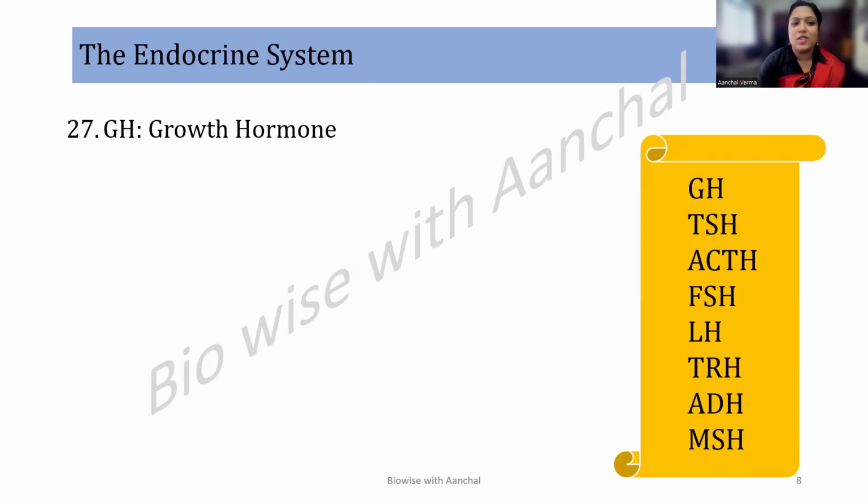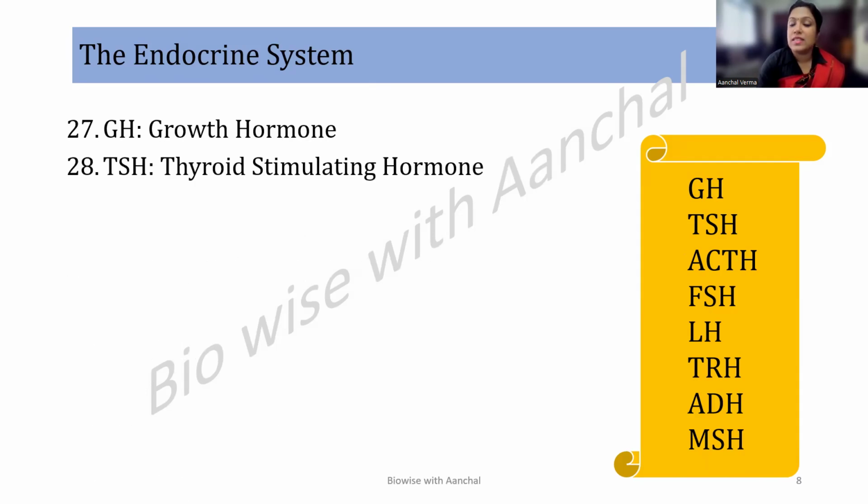So it is growth hormone, TSH is thyroid stimulating hormone. Write down in the comment section with the numbers, right? Number is given 27, 28. Which are the glands which synthesizes these hormones? Okay. Let me see how many of you are aware.